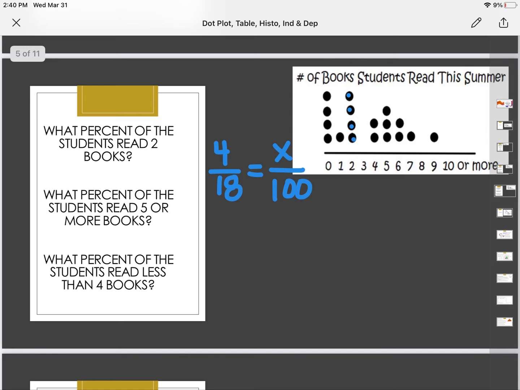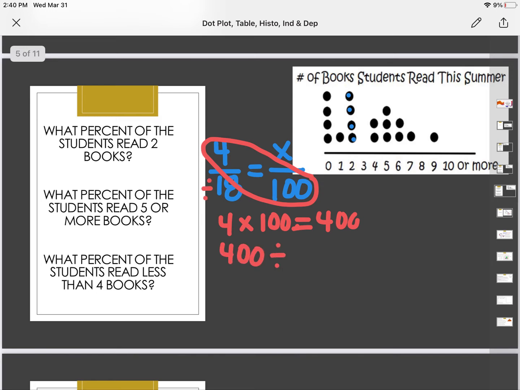We're going to set up a proportion here. So if you remember back to how to solve a proportion, we're going to multiply our diagonal and divide by what's left. So we're going to multiply 4 times 100, which is 400. And then we'll take our 400 and we'll divide by the number that's left, which is 18. And 400 divided by 18 is going to give you 22.22222 repeating, but we're just going to do 22%. So that means 22% of the students read 2 books this summer.